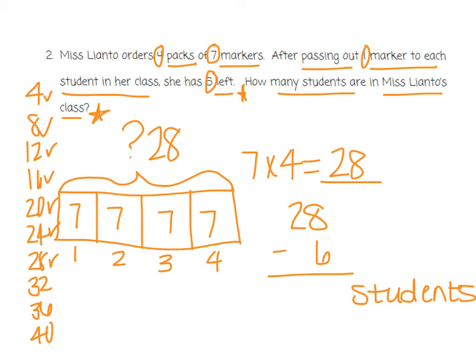I'm going to start with the ones. 8 minus 6 is 2. 2 minus nothing is 2. So there are 22 students in her class.